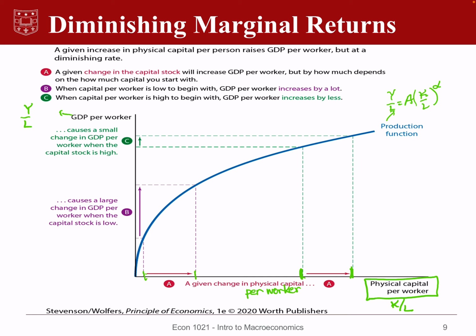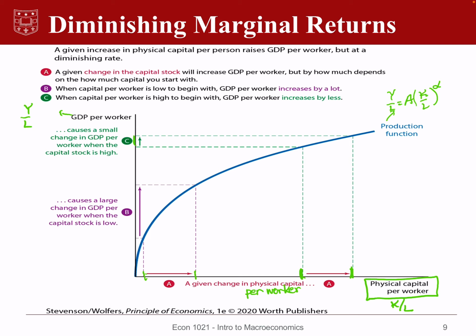Initially, when we have very little capital per worker, it causes a large increase in GDP per worker. When we have more capital per worker, then the extra contribution to output per worker is smaller. And we've talked about this earlier. We could think about adding a machine to the production process.